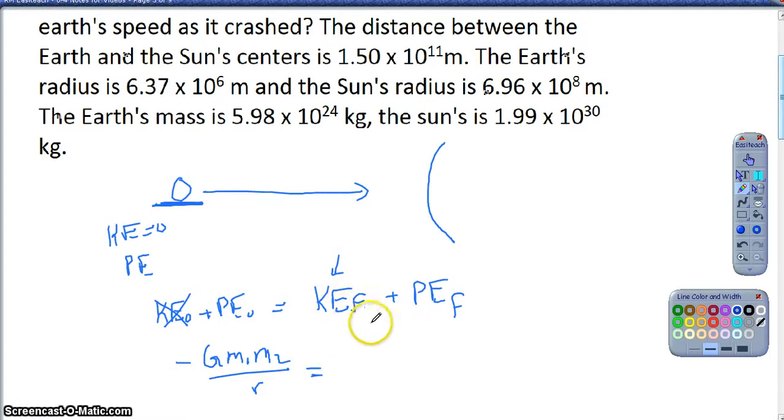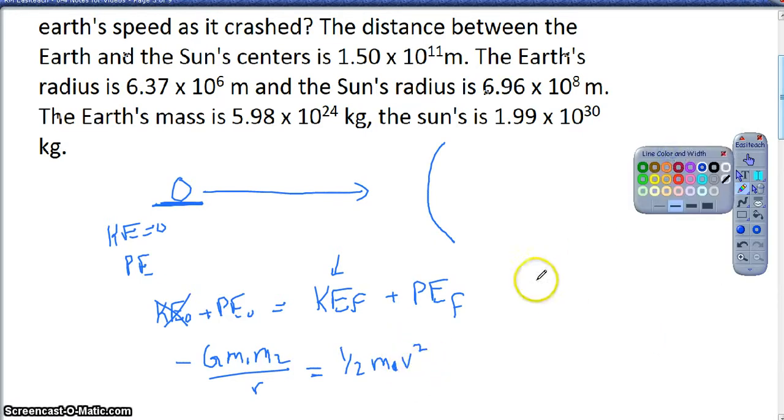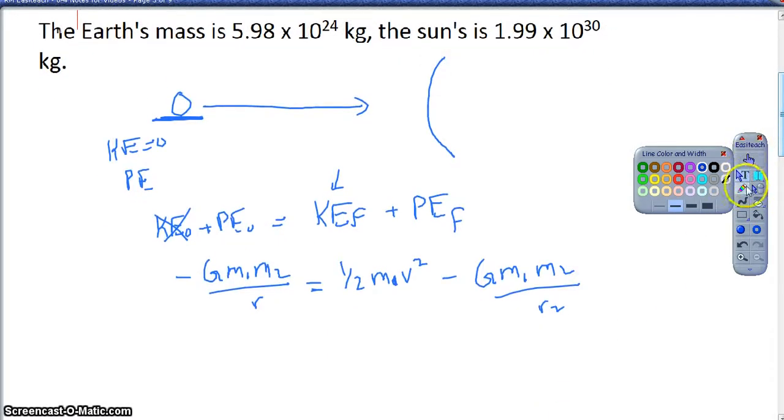The final kinetic energy would be 1/2 the mass of the Earth, so m1 maybe we'll call that, and then the velocity squared, and obviously we're looking for the velocity. And then the final potential energy would be, again, a negative G times the mass of the Earth times the mass of the Sun over their final distance, so I'll call that r2 just to distinguish it, but their final separation.